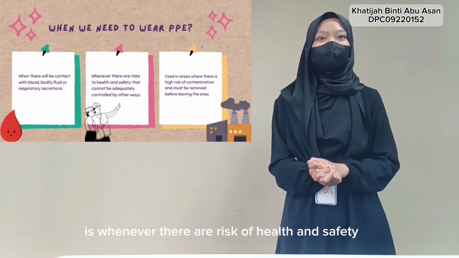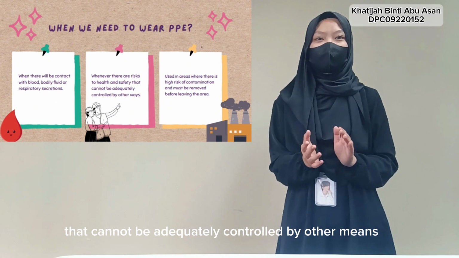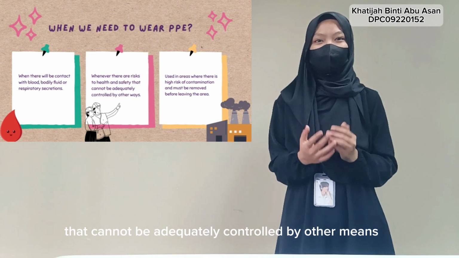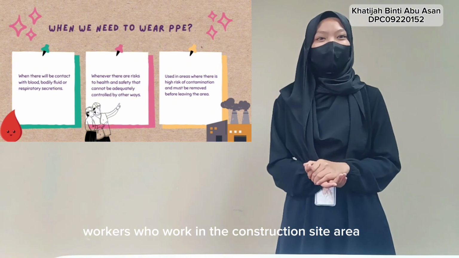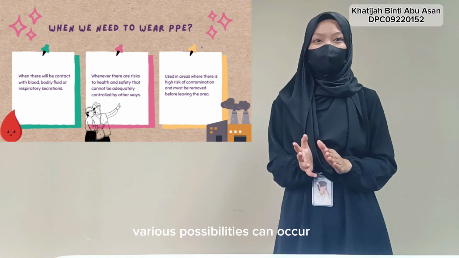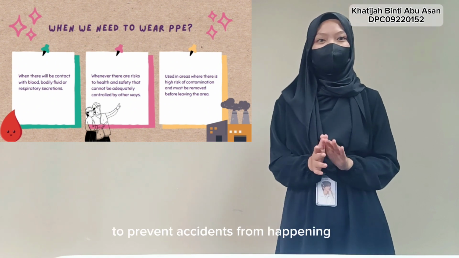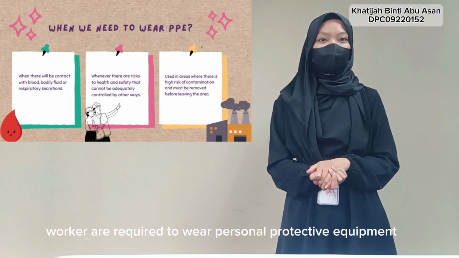Point number 2 is, whenever there are risks to health and safety that cannot be adequately controlled by other means, for example, workers who work in the construction site area, there are many unforeseen dangers there. Accidents can occur. To prevent accidents from happening, workers are required to wear personal protective equipment.